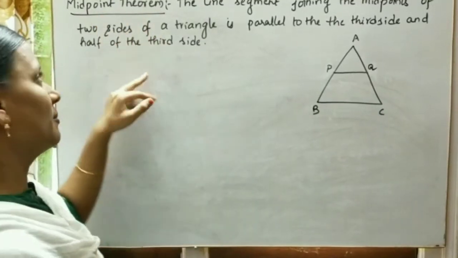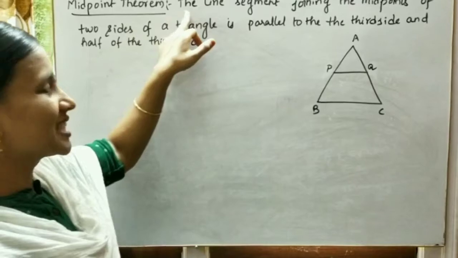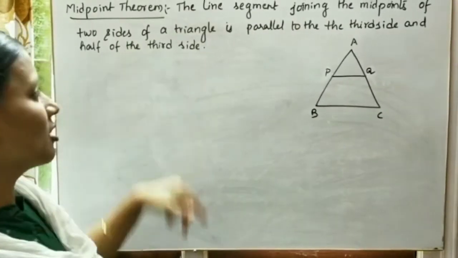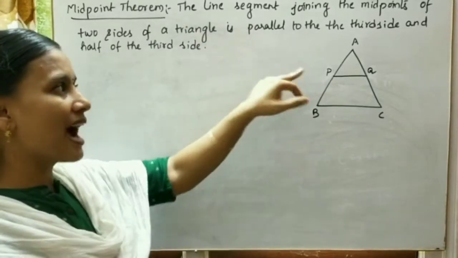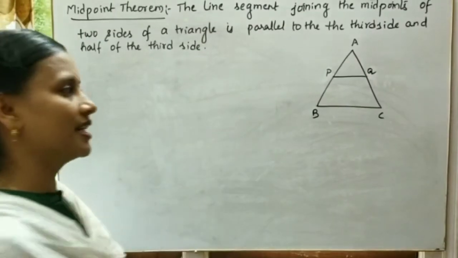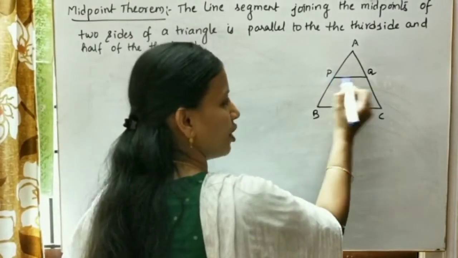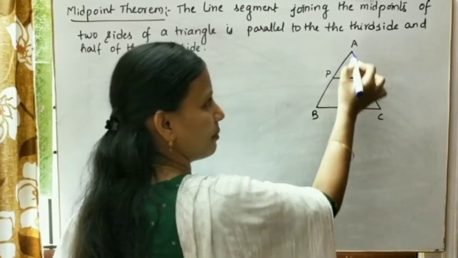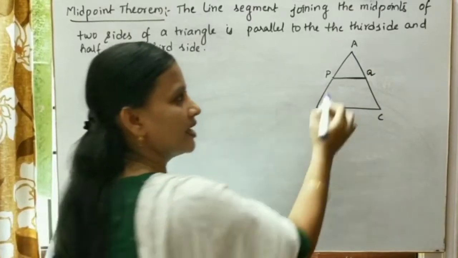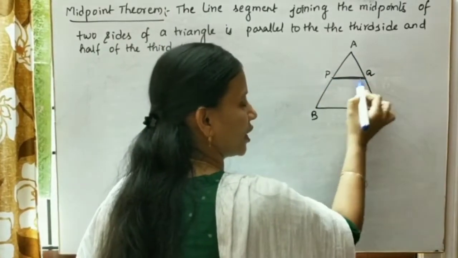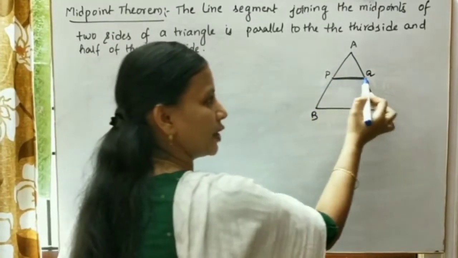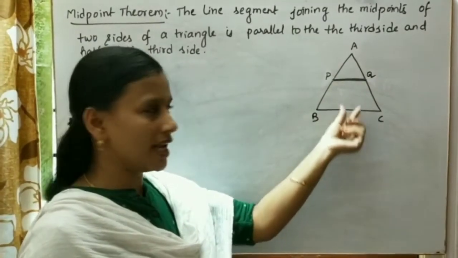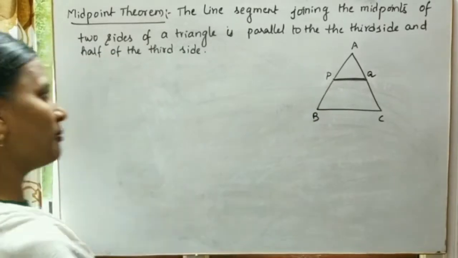Next, midpoint theorem. The statement of the midpoint theorem is: the line segment joining the midpoints of two sides of a triangle is parallel to the third side and half of the third side. Here P and Q are the midpoints of AB and AC. We have to prove PQ is parallel to BC and PQ is equal to half of BC.